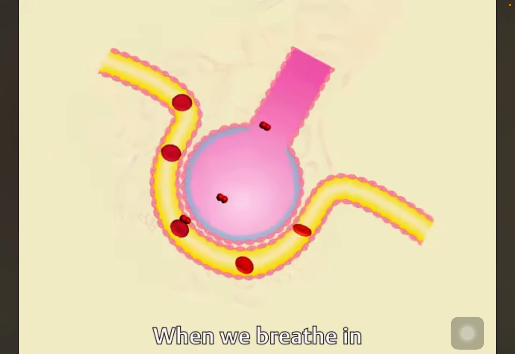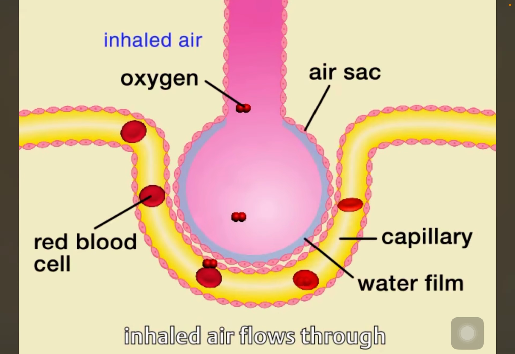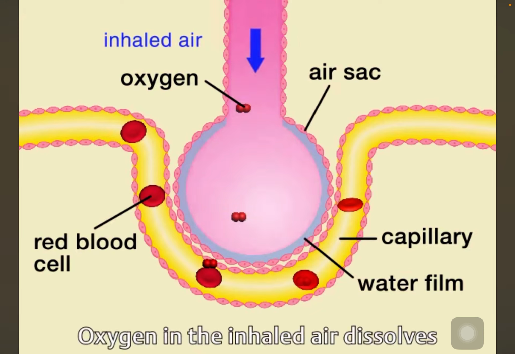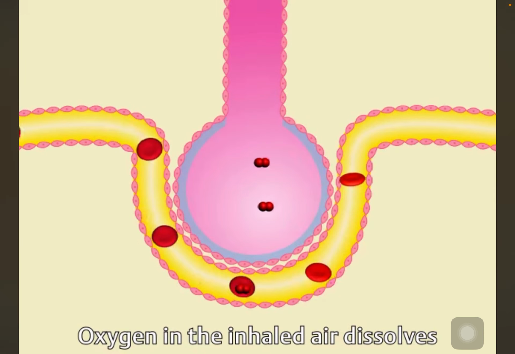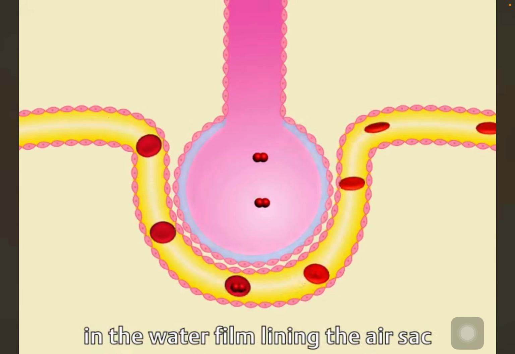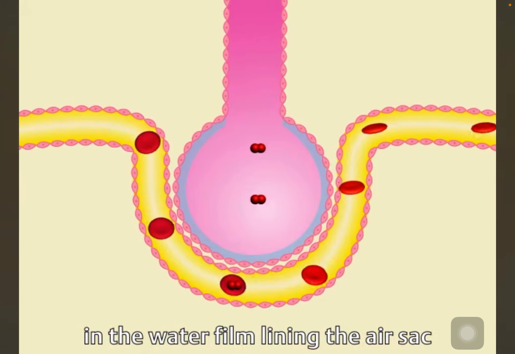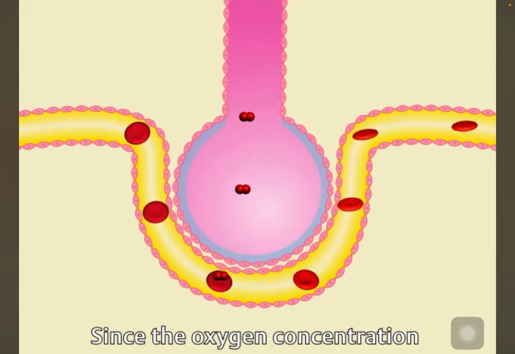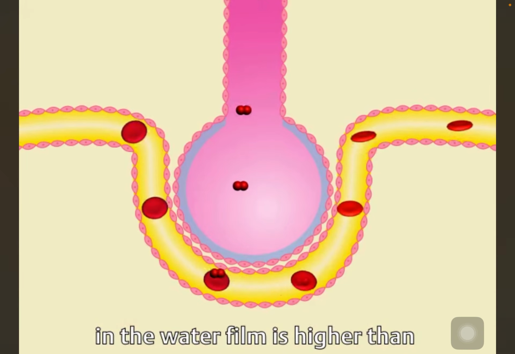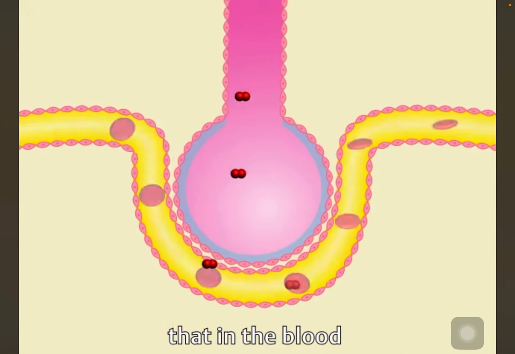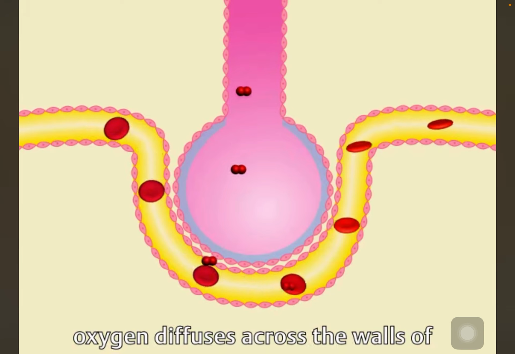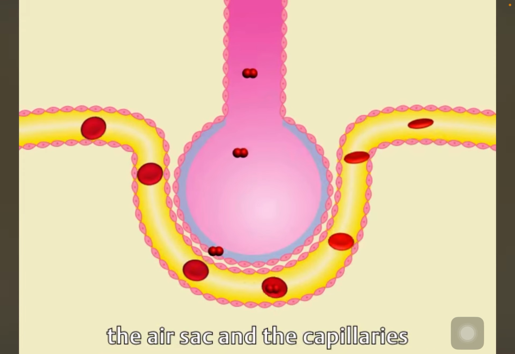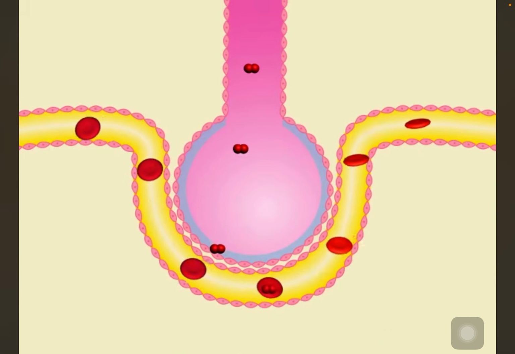When we breathe in, inhaled air flows through the respiratory tract into the air sac. Oxygen in the inhaled air dissolves in the water film lining the air sac. Since the oxygen concentration in the water film is higher than that in the blood, oxygen diffuses across the walls of the air sac and the capillaries into the red blood cells.